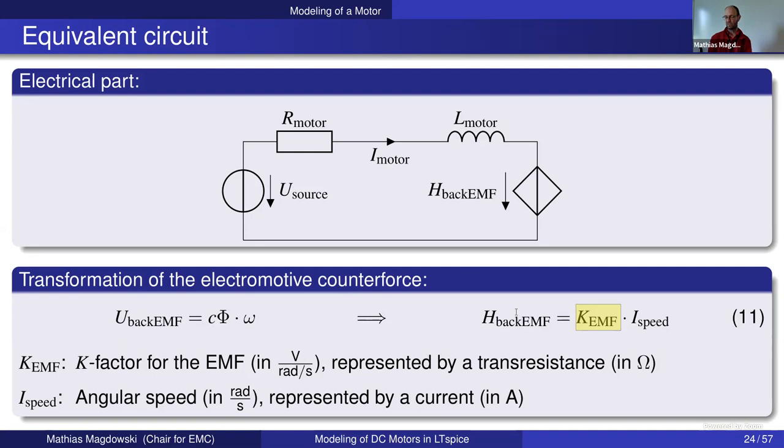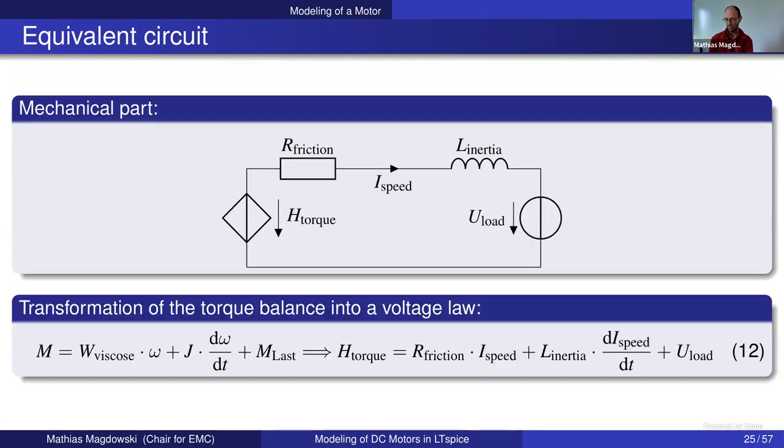This factor is a little bit like Ohm's law, like U is R times I. This is the current, this is the voltage. So the factor in between must be some resistance. It's not really a resistance; it's a factor that converts between current and voltage. So we call it transresistance, and it's measured in ohm. Okay, so now we have the electrical part of the motor. Now we need the mechanical part. For the mechanical part, we need to transform our torque balance also into some electrical equation, so we can do it in some voltage law.